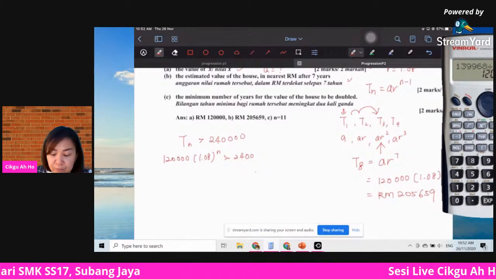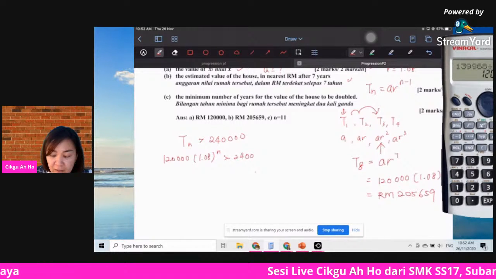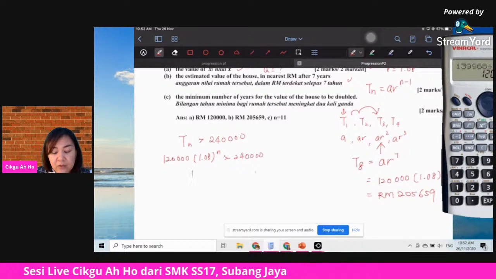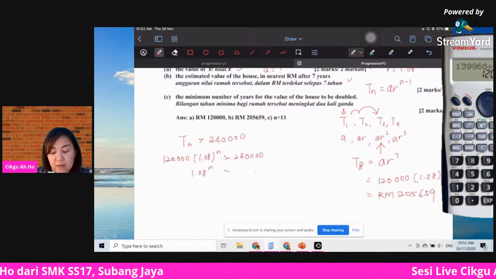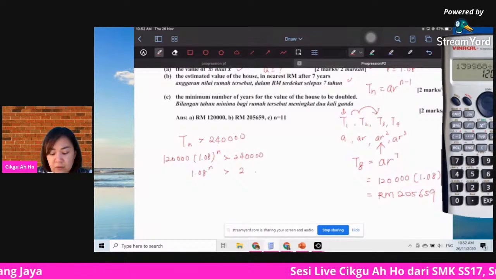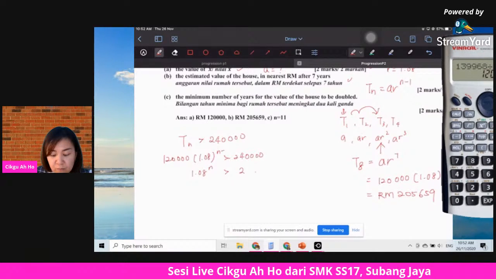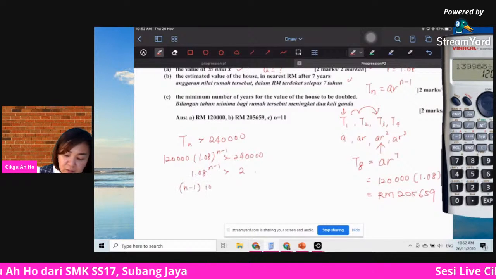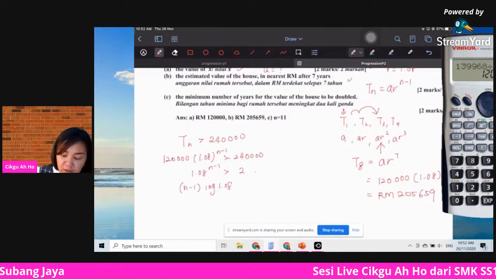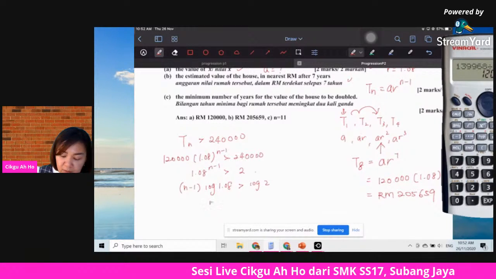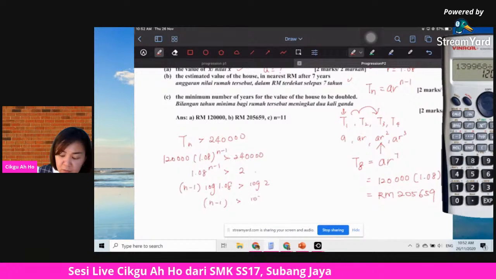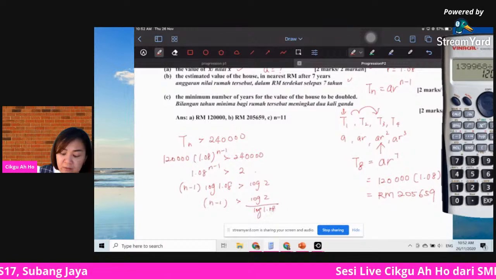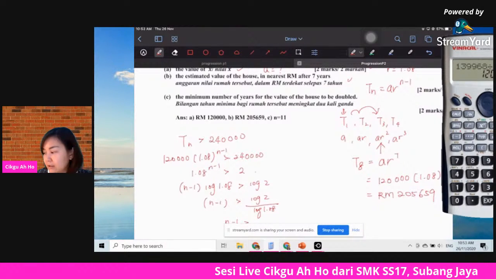So sama macam tadilah. Kalau melibatkan kuasa tu, involve of the power, normally we are using the logarithm lah. Law of logarithm. So ini 1.08 kuasa N. Sama lah this one 2 kan. So log, N minus 1 lupa ni. Okay. So it's N minus 1 log 1.08 greater than log 2. Same thing lah. You would want log 2, okay, divide by log 1.08. So you press your calculator, you will get the value of what?